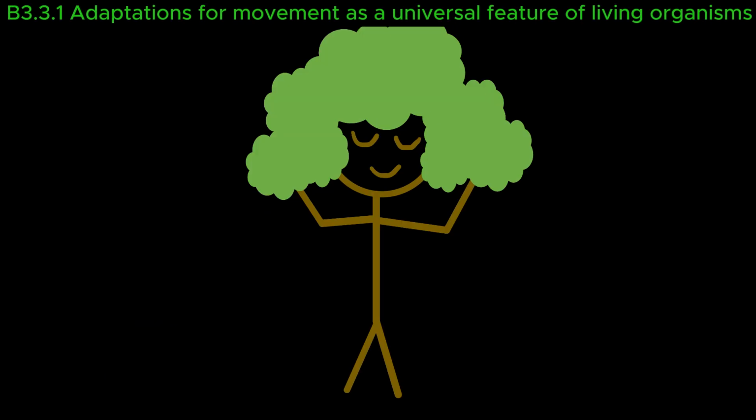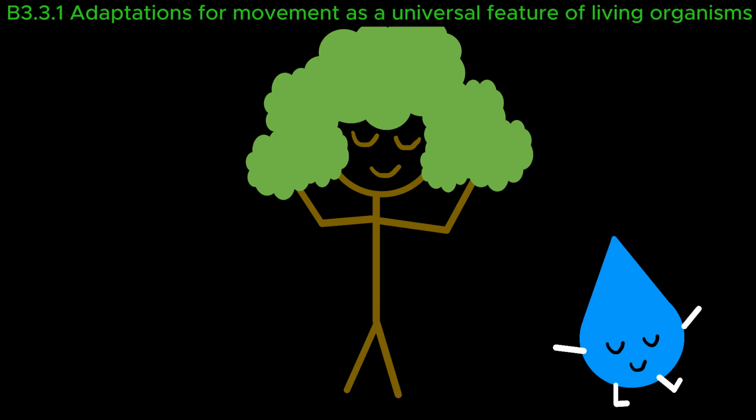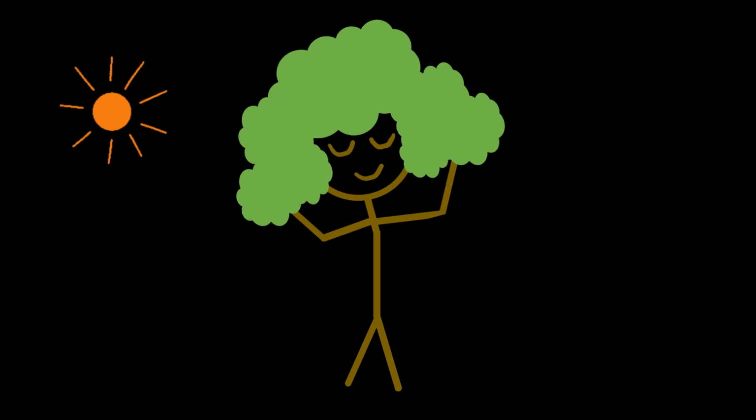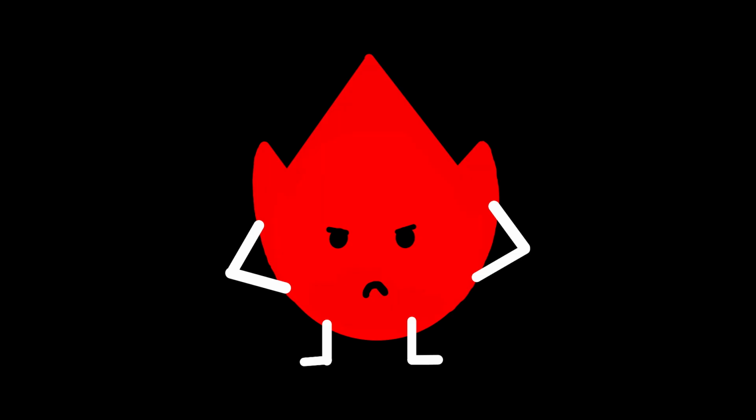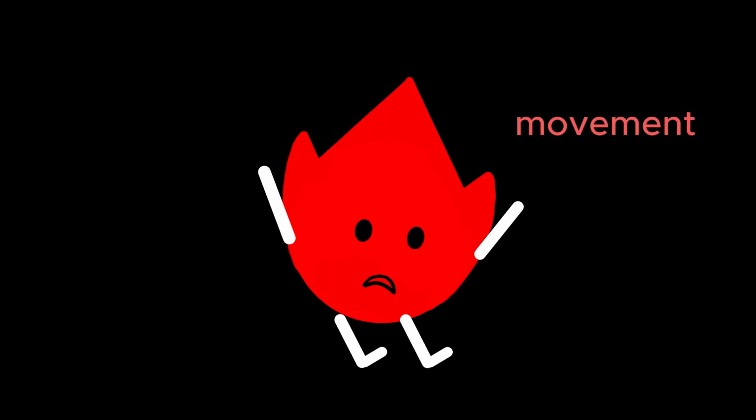Technically, plants do move as well. For example, they move to bend towards the light. Oh, right. What's the difference between locomotion and movement?